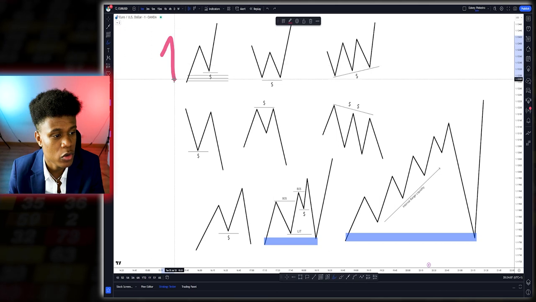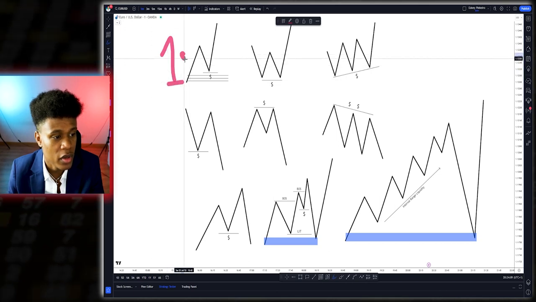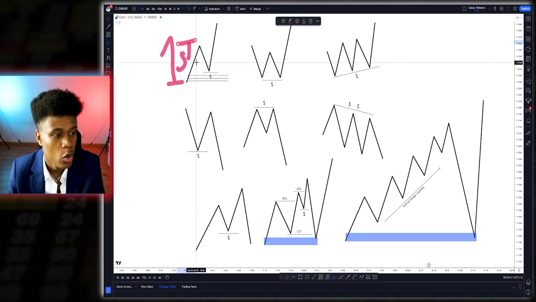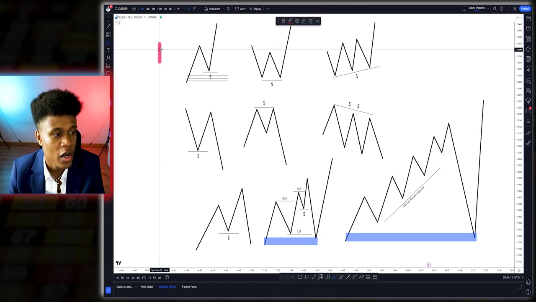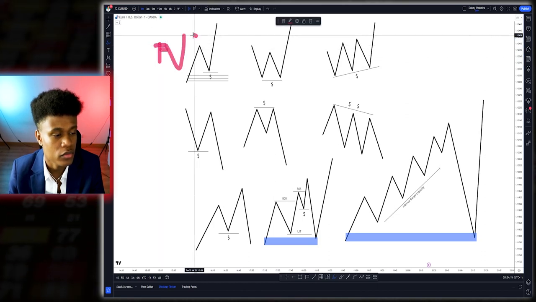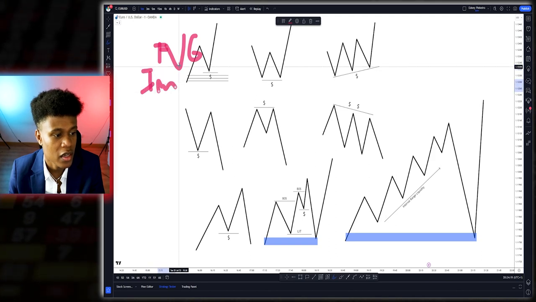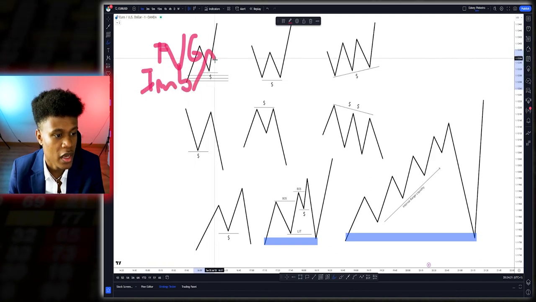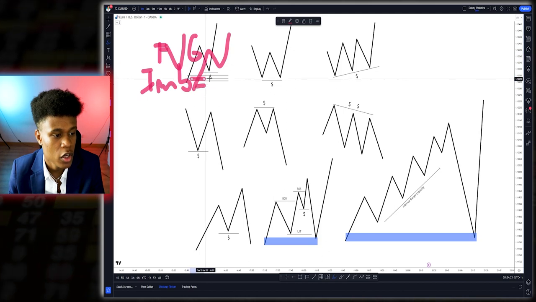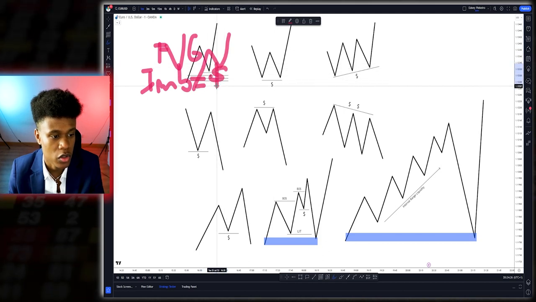So this is the fifth thing. If this fifth type of liquidity happened, it's mainly because we had a fair value gap, right? A fair value gap or imbalance that didn't get filled when price was moving like this. So we had an imbalance right here. So we can consider this as liquidity, right?